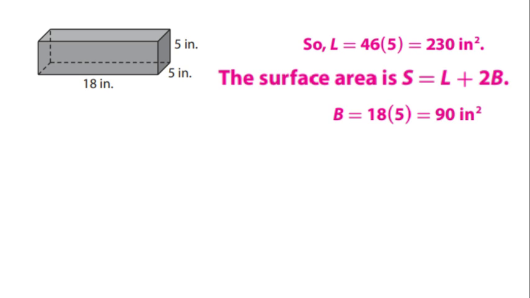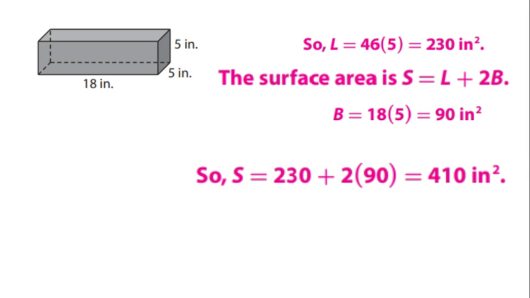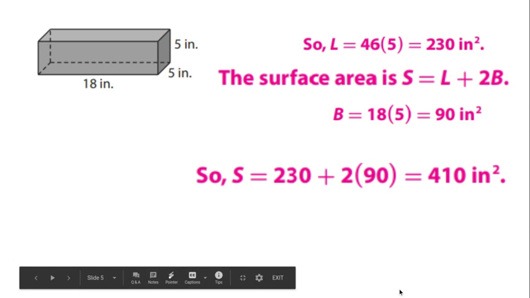But then we have 2 bases because we have a top and a bottom. And so we need to multiply it by 2. So we get the 90 times the 2. And then we can't forget to add the original lateral area that we had, which is the 230. And so then I get my total surface area of 400.